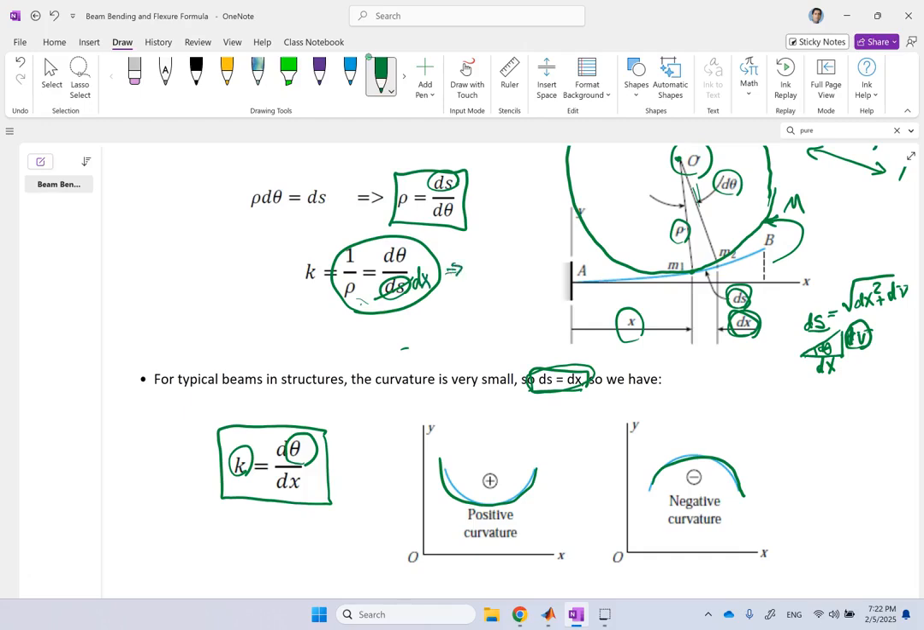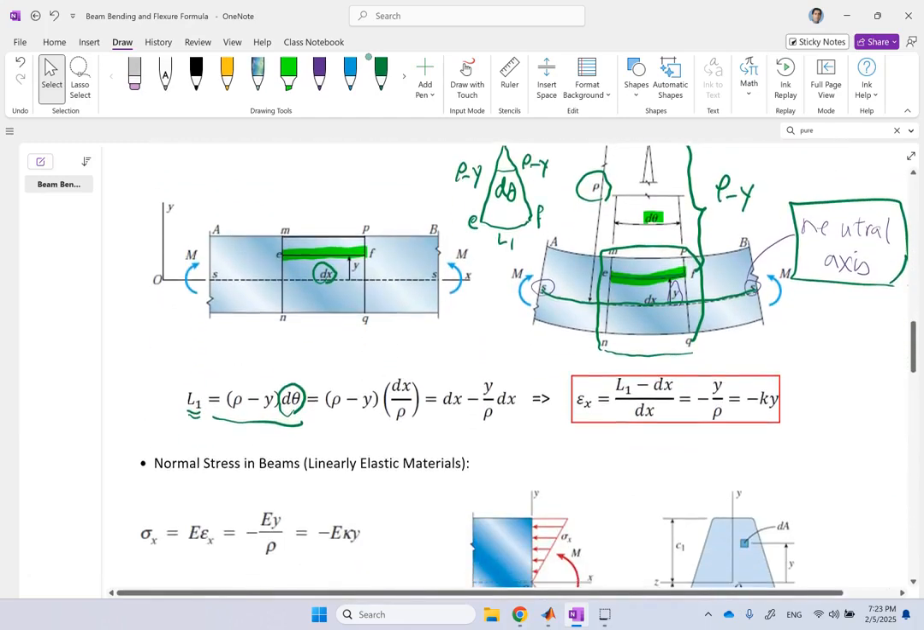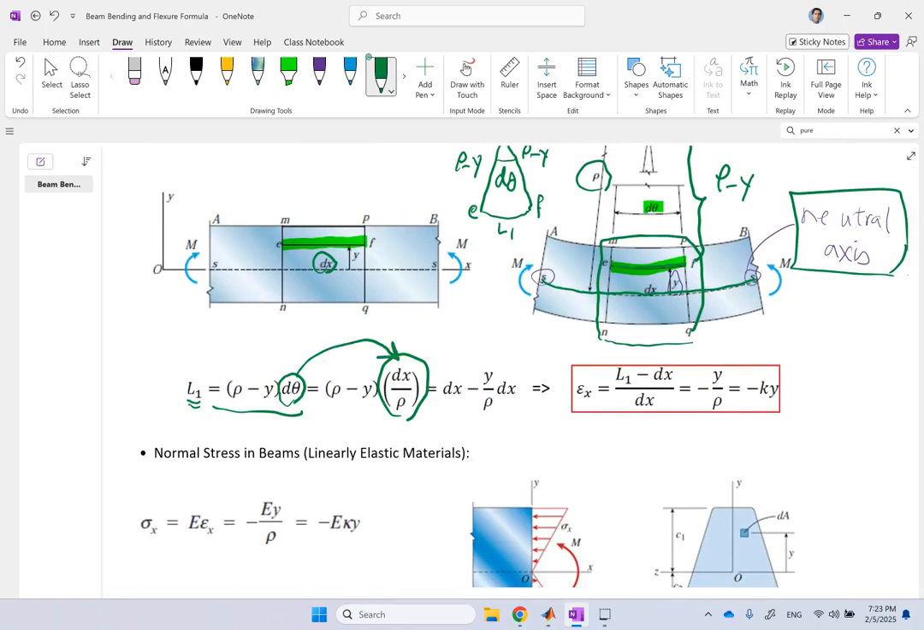So if I want d theta, what is d theta? D theta is going to be dx over rho, correct? From here, you can see cross multiply. D theta is dx over rho. So if I go down here, that is what you can see. That d theta is replaced by dx over rho. And so here I multiply, so it's going to be rho times dx over rho. These two rhos would cancel, you get the dx. And then here you get negative y over rho dx.